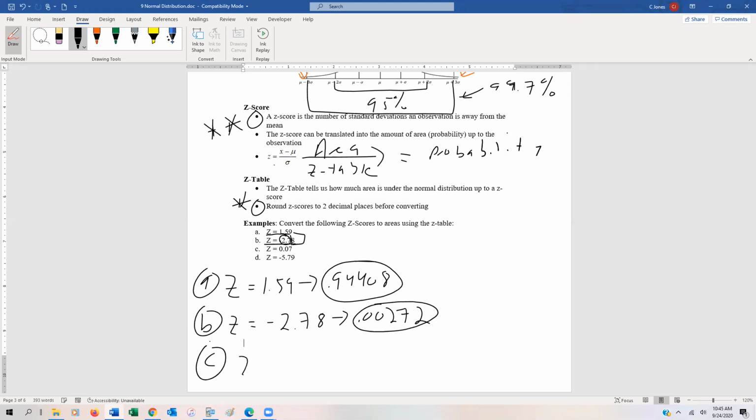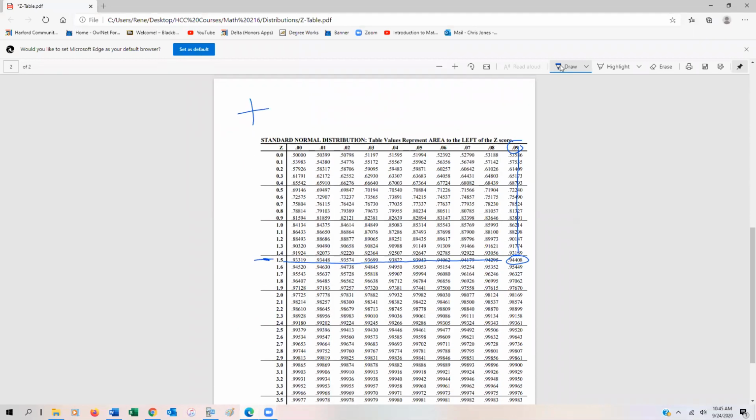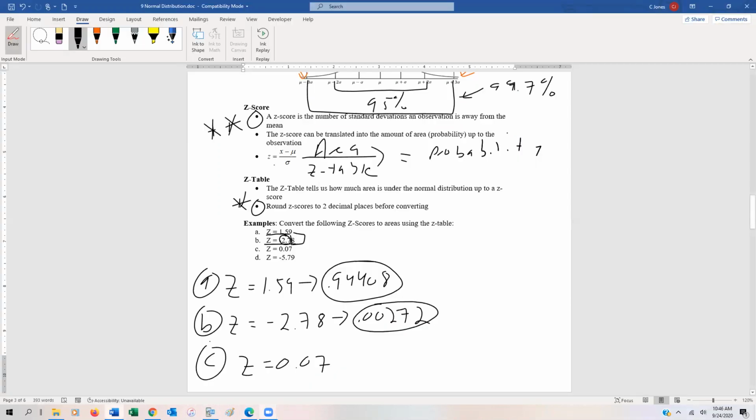For letter C, we have z equals 0.07. We're going to go back to our table, to the positive side first. On the positive side, we go to 0.0, which is right here, and then all the way over to 7, which is right here. And we get 0.52790. So this is actually pretty easy, right? Very little computation, we just have to line it up.